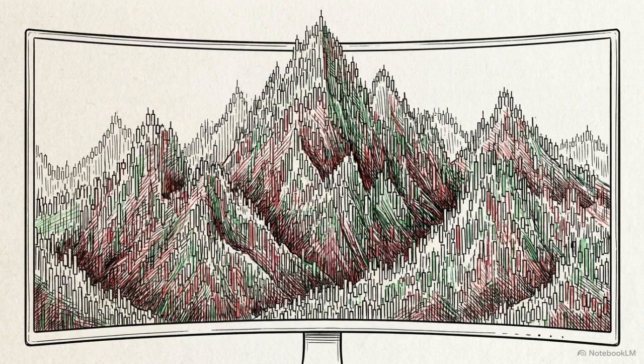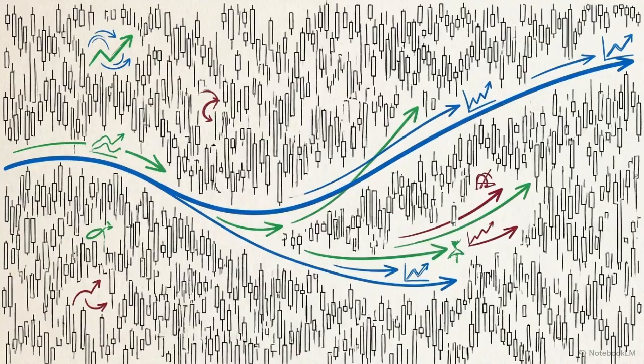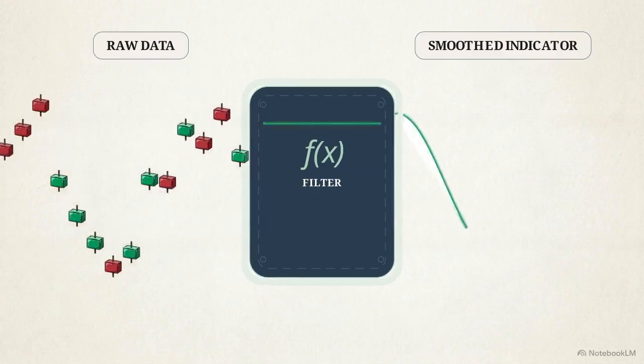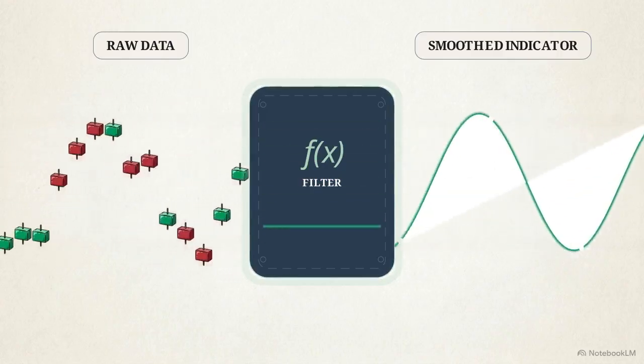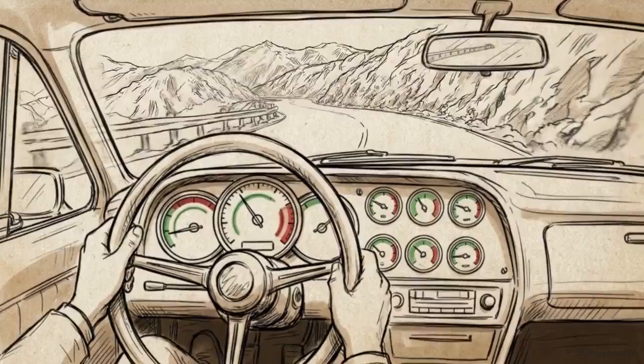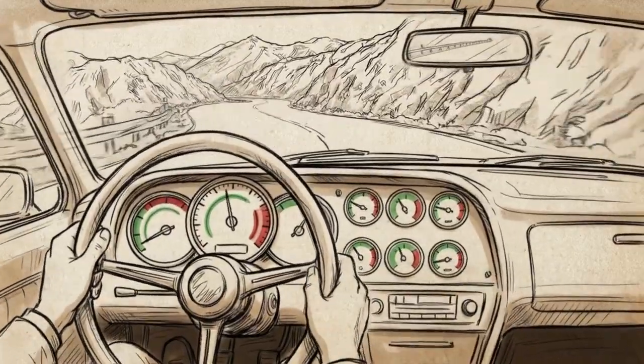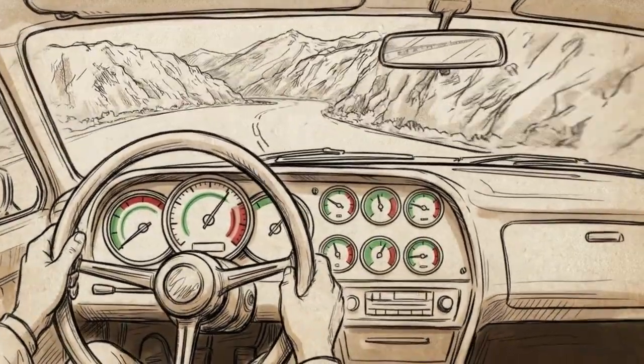Reading one candlestick is easy, but a trader often needs to process thousands of these data points at once to see the bigger picture. That is where technical indicators come in. Indicators are mathematical formulas that process past prices and volumes. They act like the gauges on a car's dashboard, giving traders additional metrics to help navigate the road ahead.